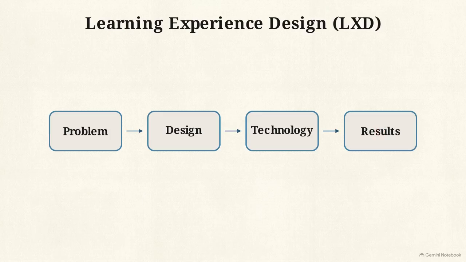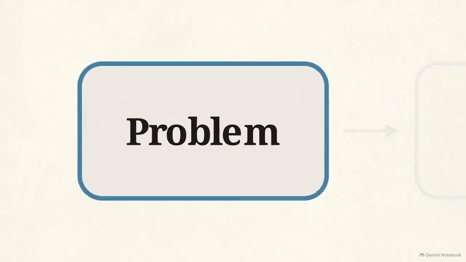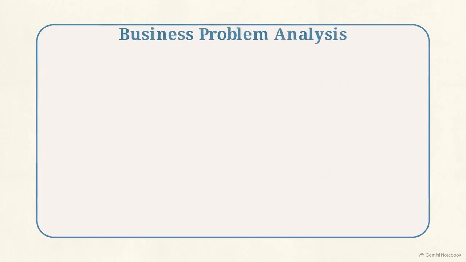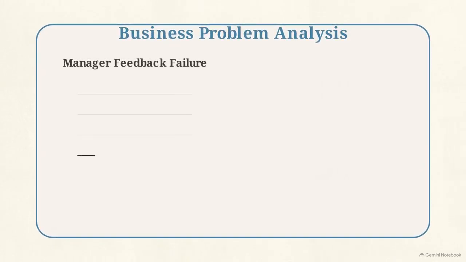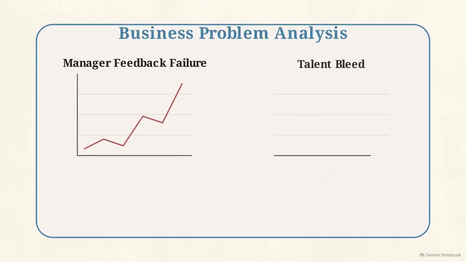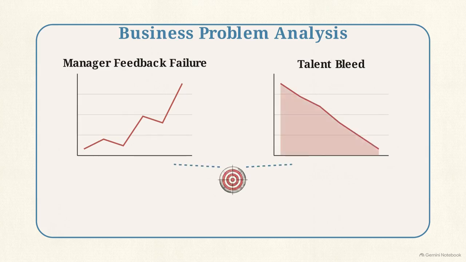As the diagram zooms into the problem node, we see two specific data points: a spike in manager feedback failure and a corresponding talent bleed. In this scenario, the company is losing talent because managers lack the specific skill of giving feedback. Fixing this is the LXD's primary objective.